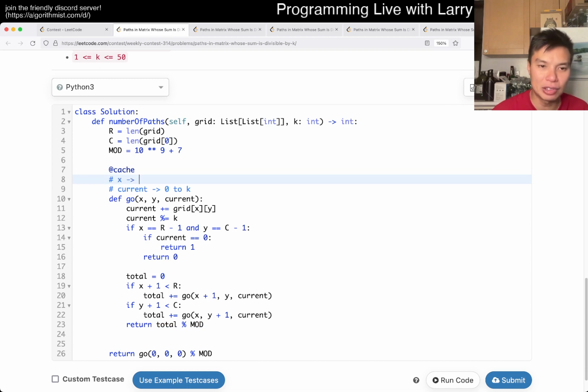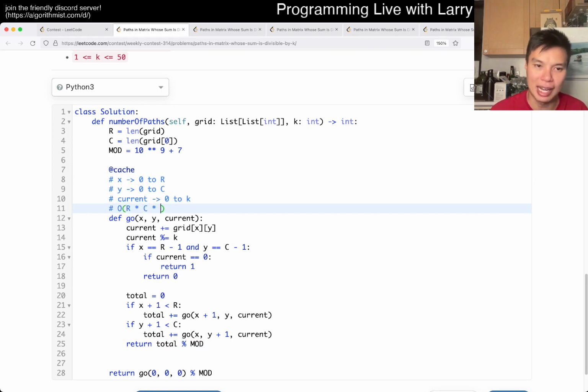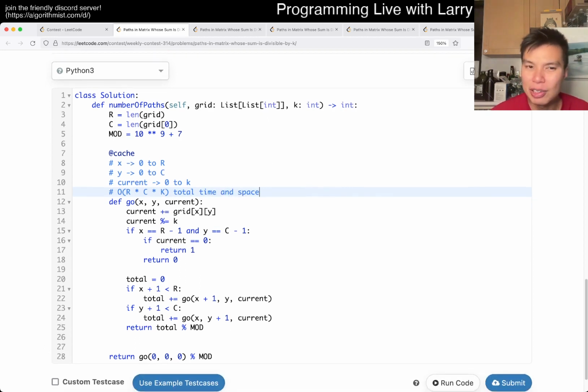X could be from 0 to R, Y can be from 0 to C. So this is just going to be O of R times C times K total time, and also space. So yeah, I know that I didn't do a great job explaining this one, but I think that's all I have for this one, because this is very similar to problems that we have done before.